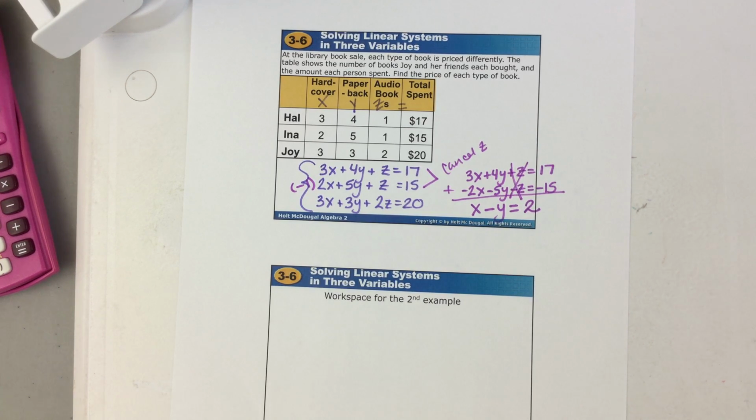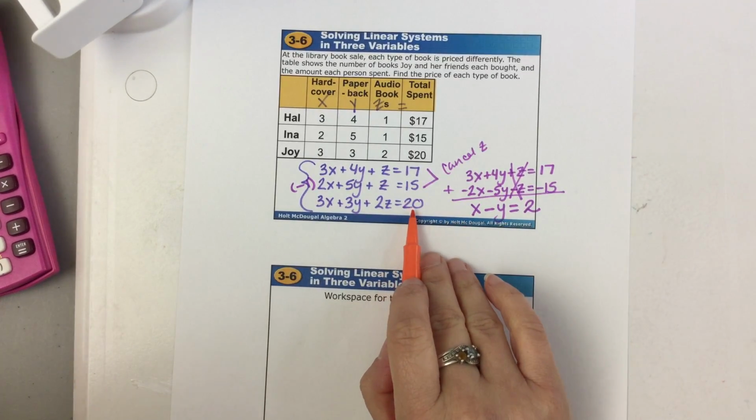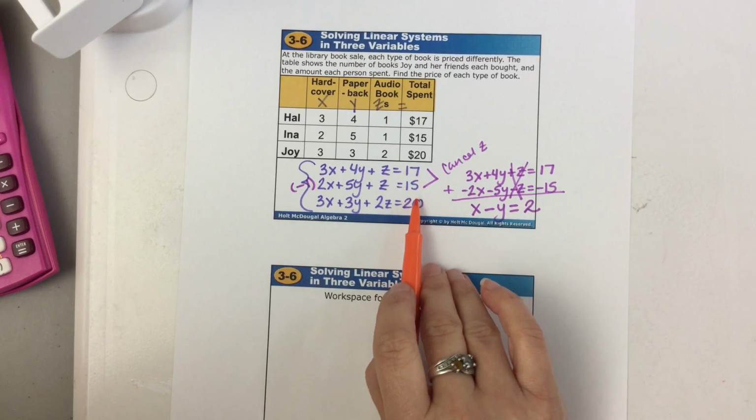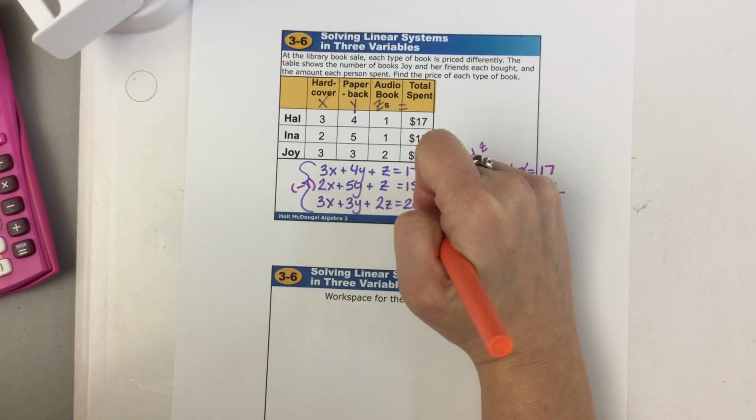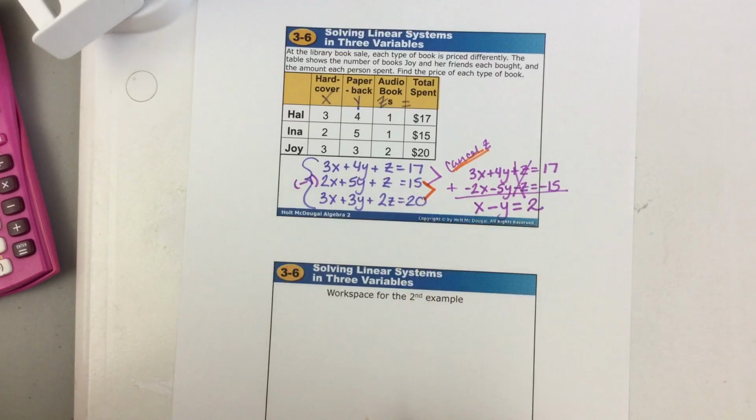Now the next step, I need to pick two different equations, meaning I need to use the third equation, okay? I can do the third equation with the top, or I could do the third equation with the middle, but I need to use the third. I'm going to do the middle and the bottom. You have to cancel the same variable.